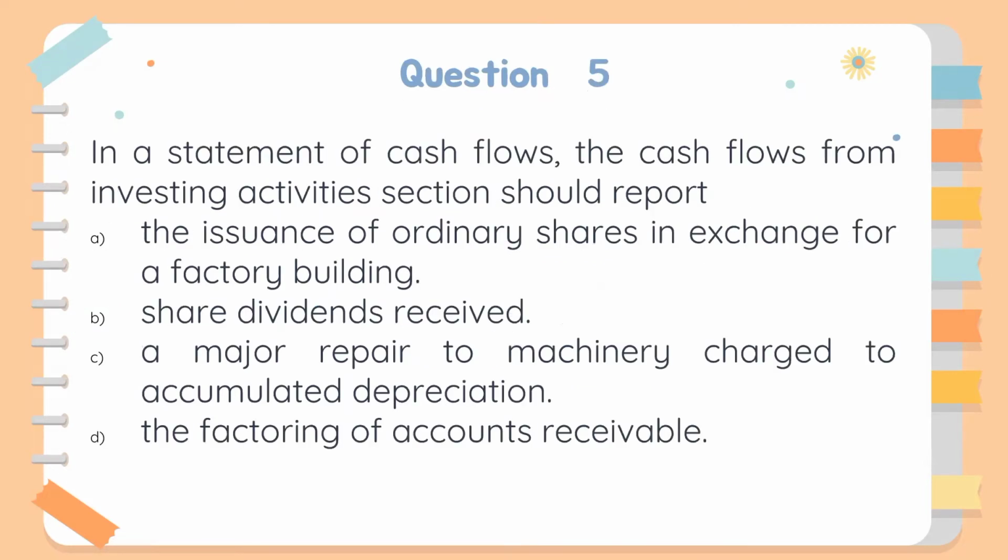So in a statement of cash flows, the cash flows from investing activities section should report A. The issuance of ordinary shares in exchange for a factory building. B. Share dividends received. C. A major repair to machinery charged to accumulated depreciation. D. The factoring of accounts receivable. You may now start answering.